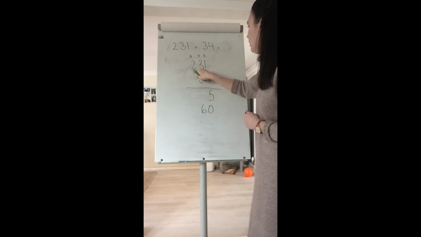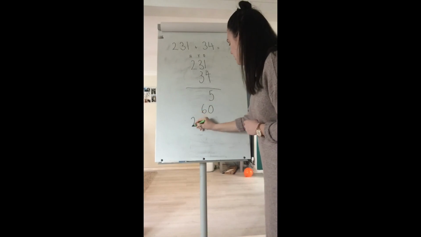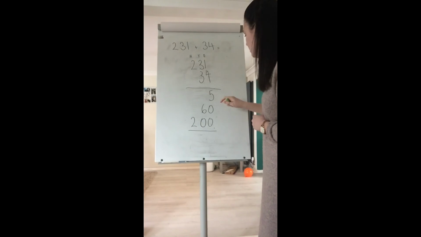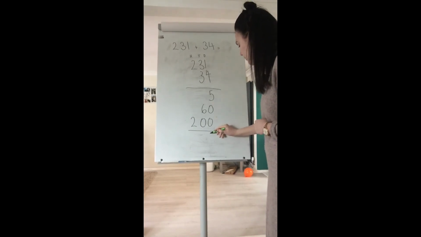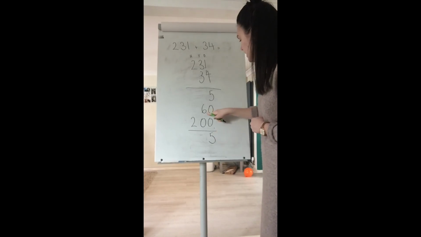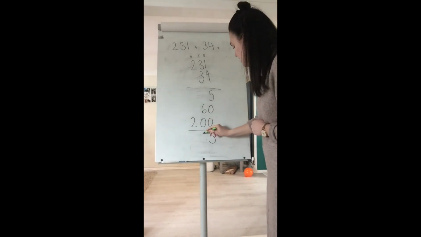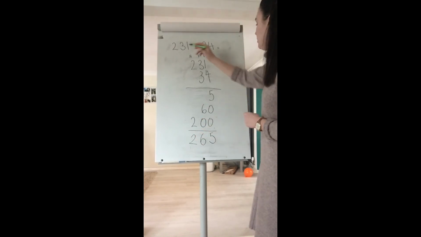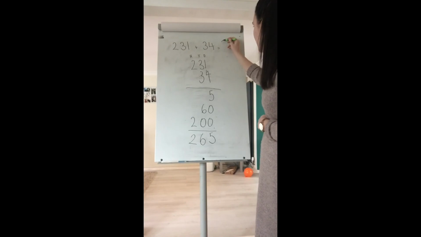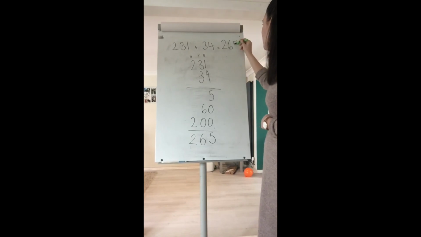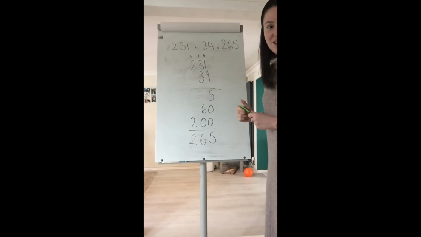And here we have our 200. We're not adding anything here because 34 is a 2-digit number. So here we have 200. And let's add all together. 5 ones and no ones is 5. 60 plus nothing is 60, and here we have our 200 from our hundreds column, so 231 plus 34 is 265. Brilliant stuff, well done.